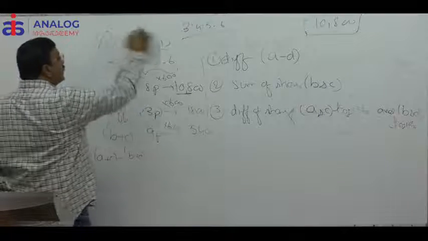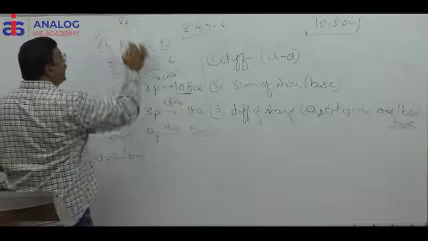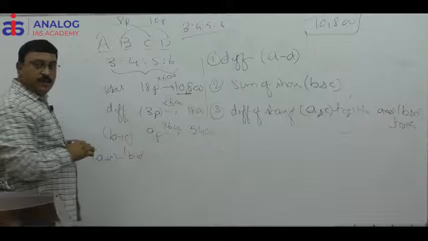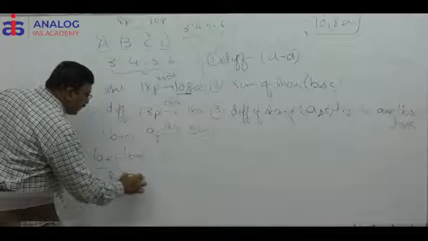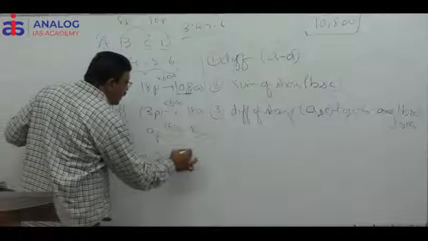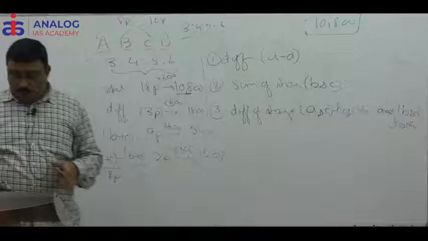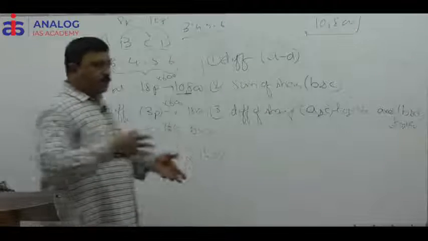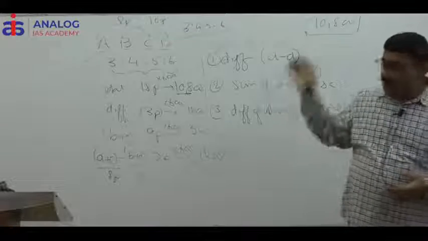A plus C together is 8 parts. B and D together is 10 parts. The difference is 2 parts. 2 parts is 2 into 600, 1200. Now we got how to interpret the ratio, and how to interpret it to get the answers.